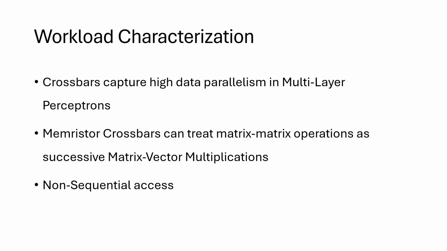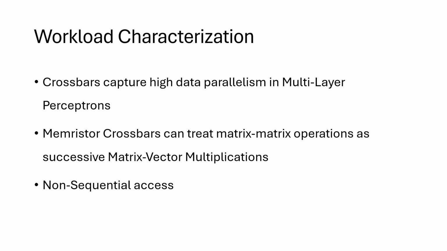Matrix vector multiplications are the dominant operation in multilayer perceptrons, which makes memristive crossbars suitable for acceleration since their matrix vector multiplications have low energy and latency. Crossbars capture high data parallelism in multilayer perceptrons. Complementary metal oxide semiconductor implementations suffer from excessive DRAM accesses, which are particularly expensive from the lack of data reuse. Memristive crossbars can treat matrix-matrix operations as successive matrix vector multiplications. This takes advantage of the input reuse to minimize the movement of data within the chip.